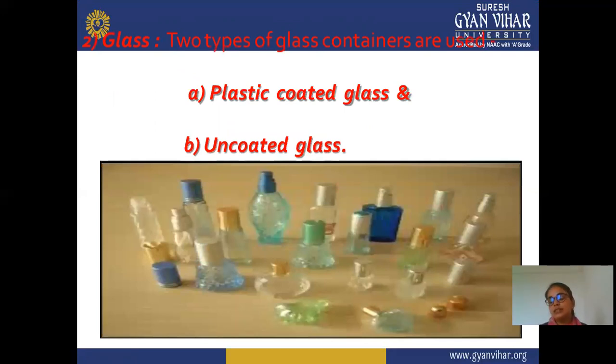Next is glass. Glass is also largely used, and there are fewer chances of interaction and more compatibility. But it requires some specific, additional handling conditions because it is very fragile in nature and easily breaks, and it is also very heavy. Otherwise, glass containers are very good. They show less chance of interaction and easy compatibility with your formulation. They are used in two types: first is plastic coated glass, second is uncoated glass.